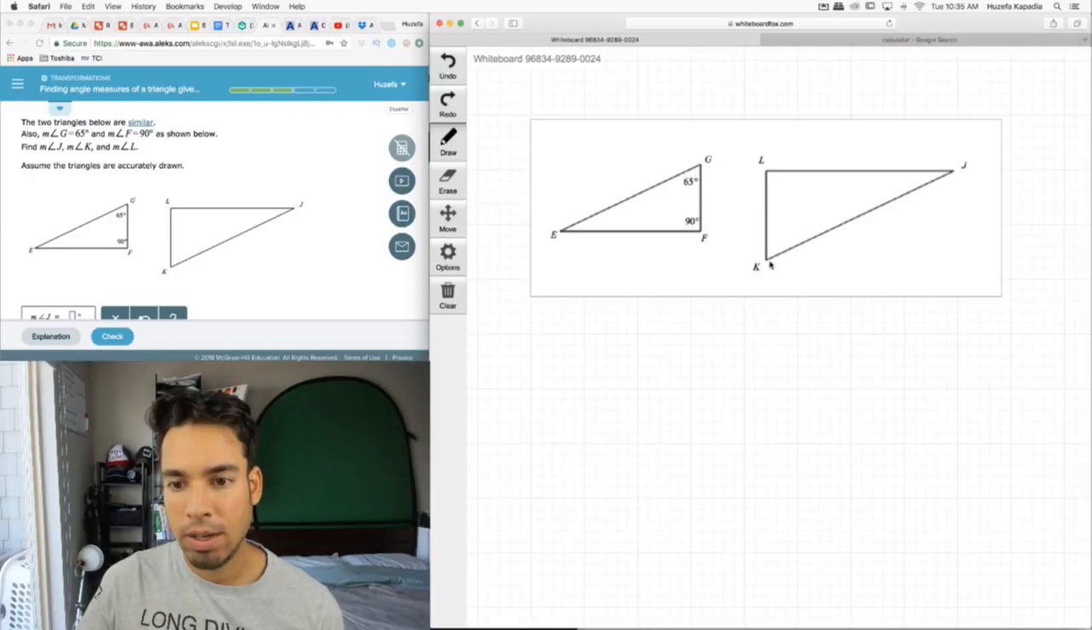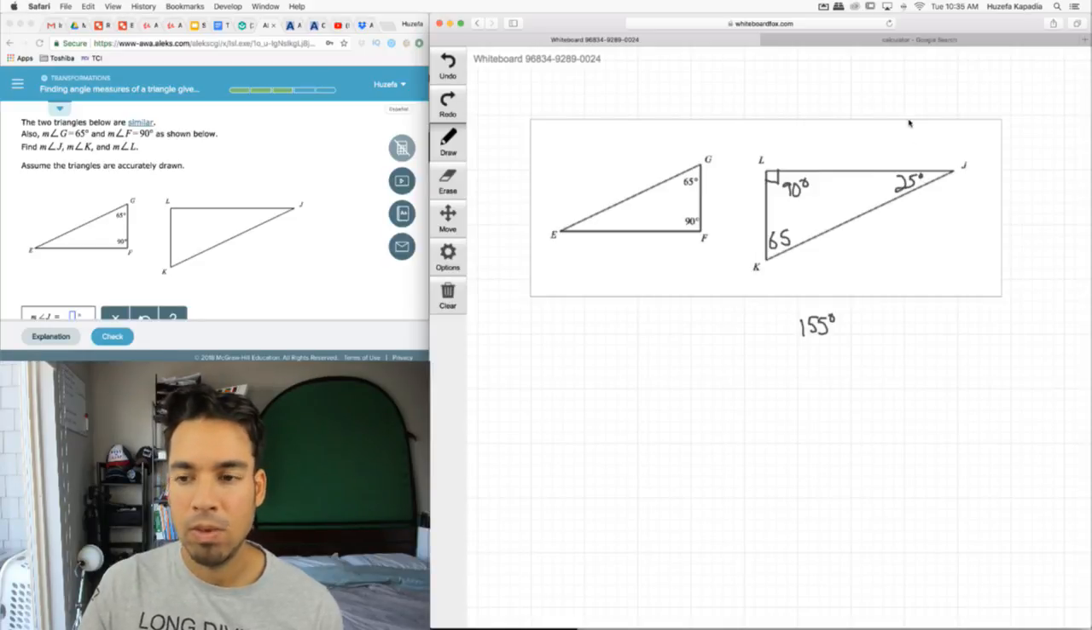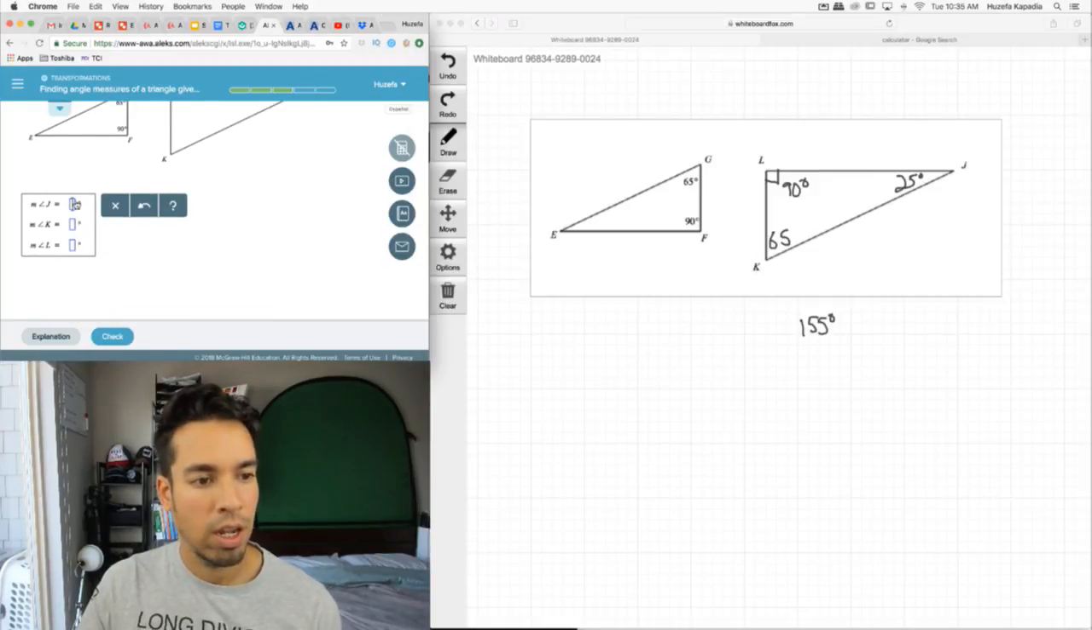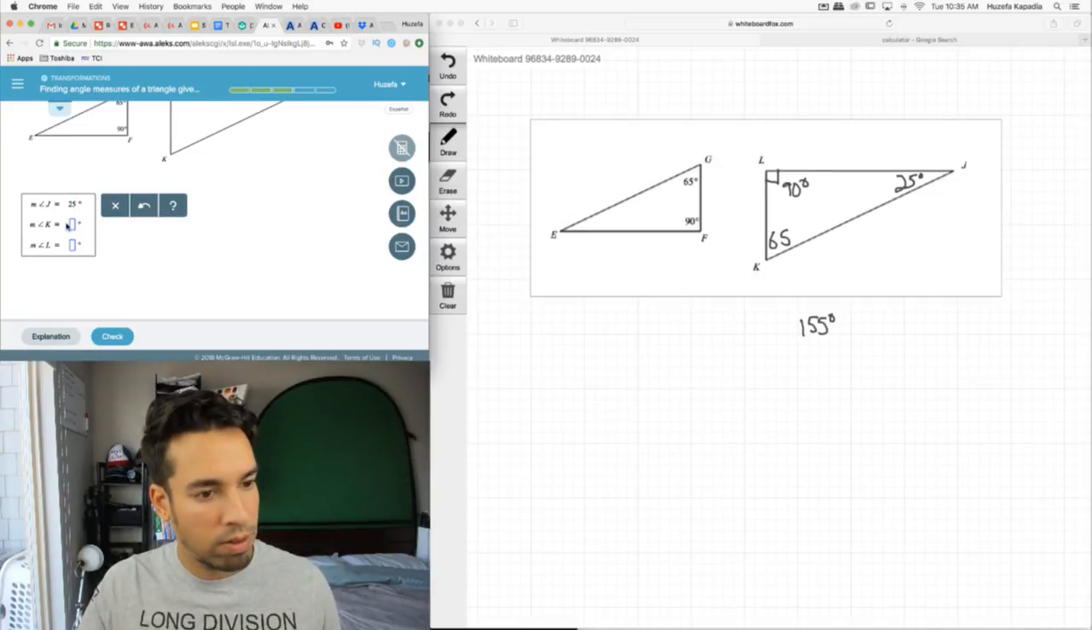So again, G looks like it matches up with K. So I'm going to say this is 65. This is 90. So this guy, L is 90, right angle. And then J, well, 90 plus 65 is 155. So 155 plus what equals 180? 25. So this one is 25. J is 25. K is 65. L is 90.